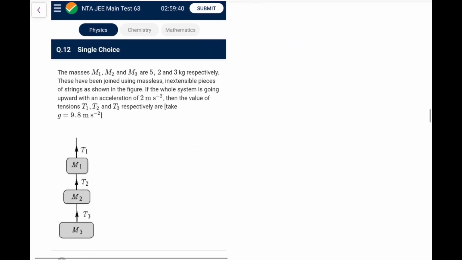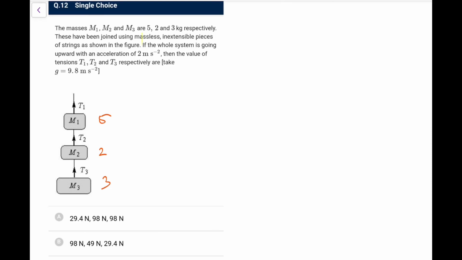Next one. Masses M1, M2, M3 are 5, 2 and 3. This is 5, this is 2, this is 3. Using massless inextensible pieces of string, if the whole system is going upward with an acceleration of 2, find the values of T1, T2, T3.